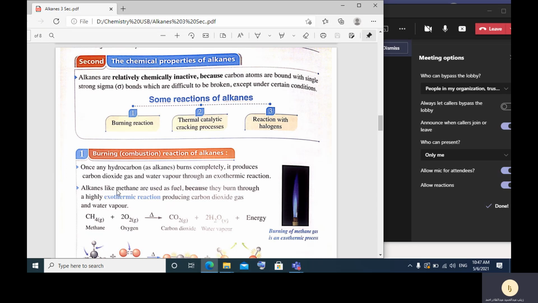We can say that methane can be used as a fuel. Why? Because it burns completely in a highly exothermic reaction, producing carbon dioxide and water vapor.